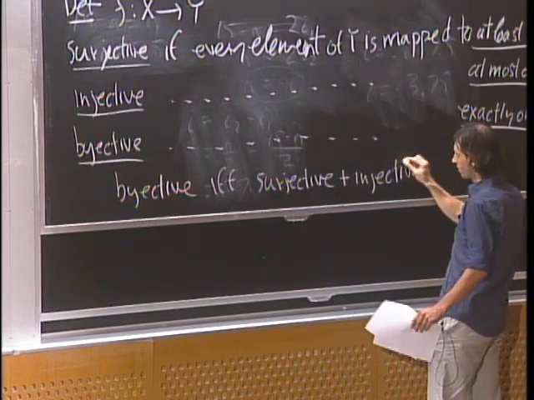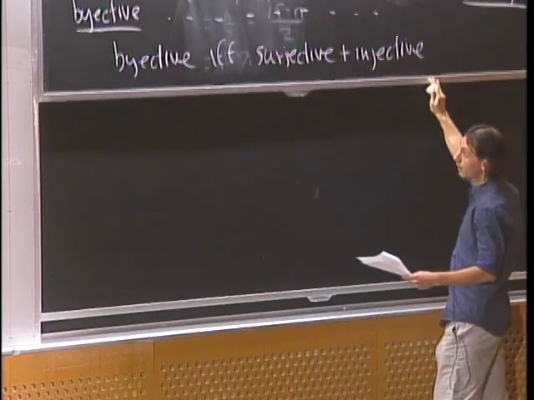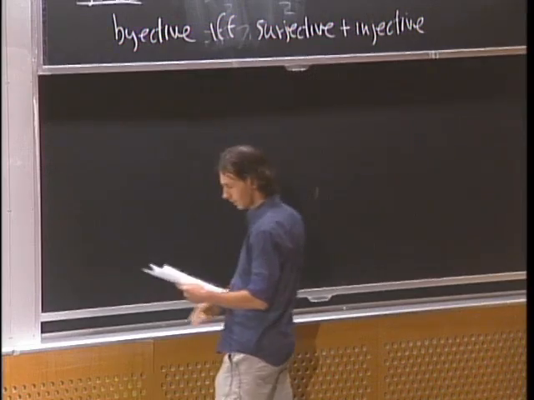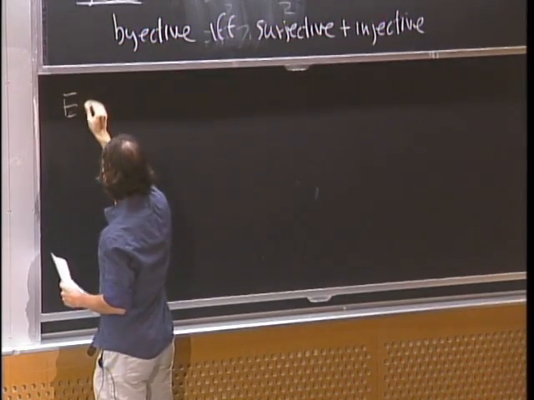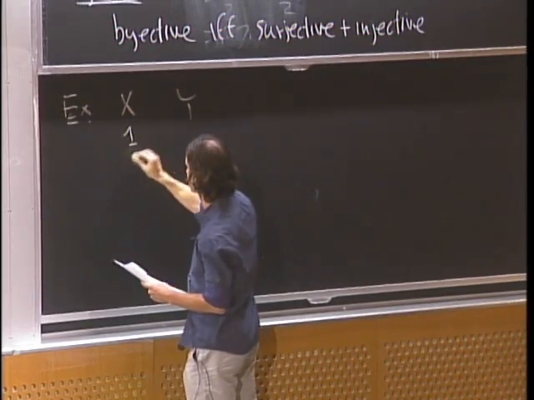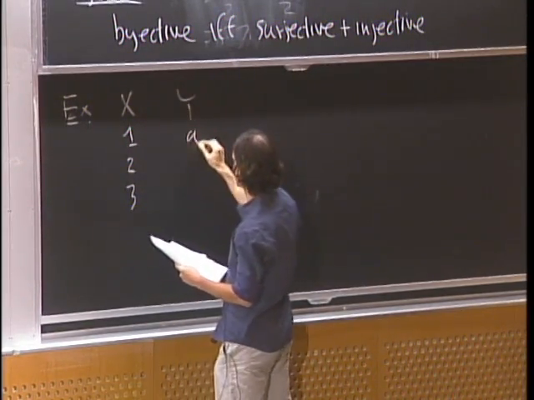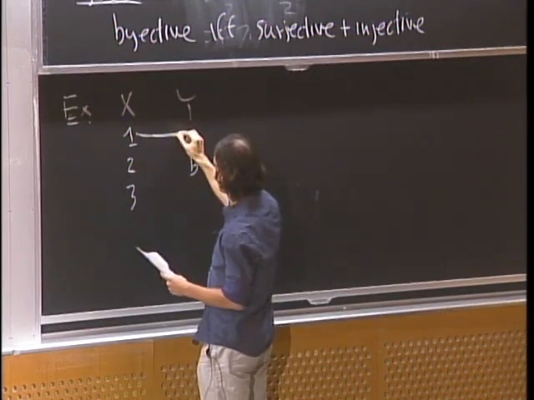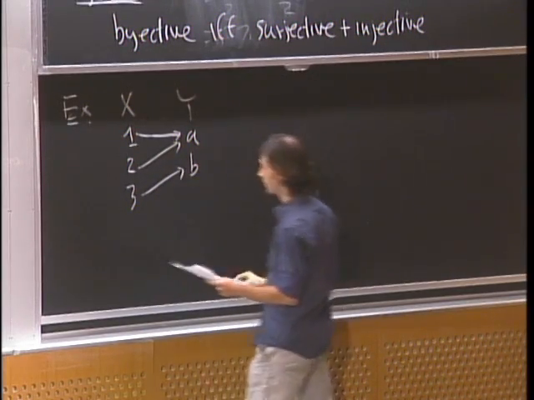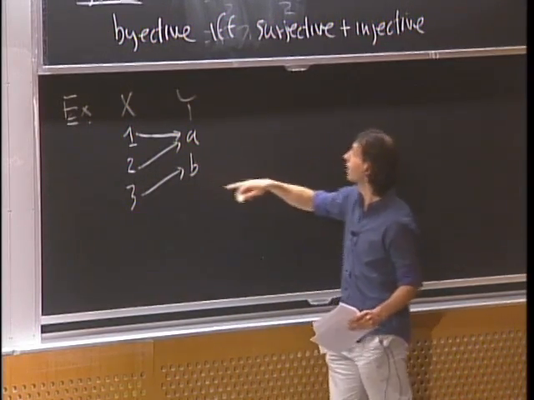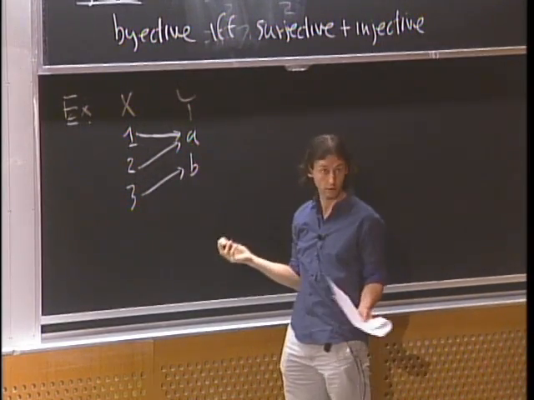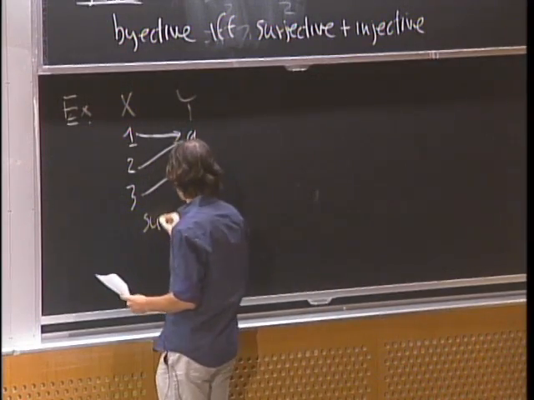So let's give a couple of examples. As a first example, we may have the sets X and Y. We have 1, 2, and 3, and say the 2 elements A and B over here. 1 is mapped to A, 2 is mapped to A, and 3 is mapped to B. Now we can see that every element in Y is mapped to at least once. This one is mapped to 2 times, this one is mapped to once. So this one is actually surjective.